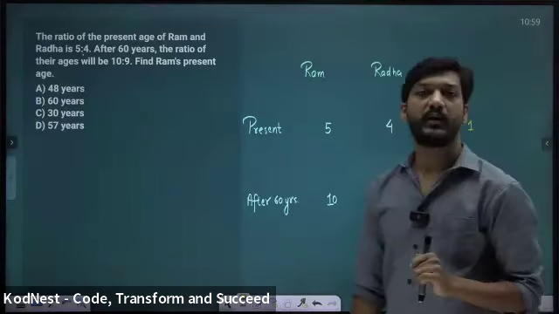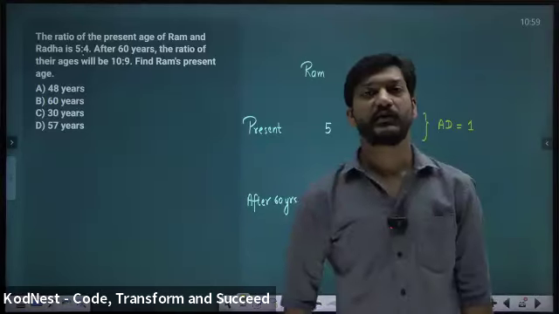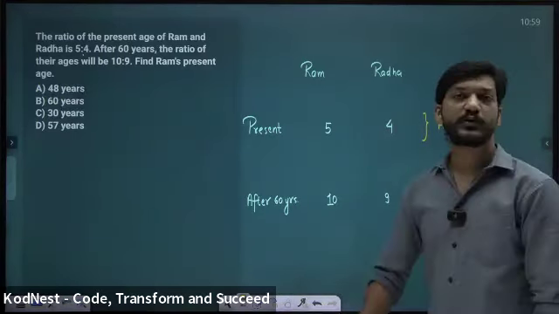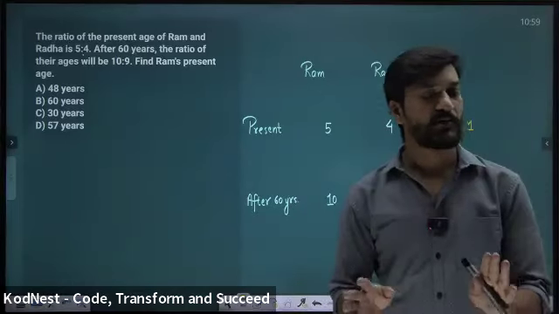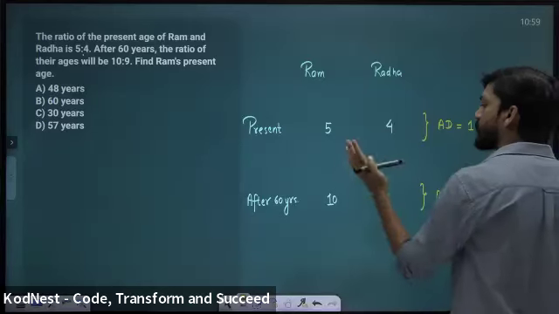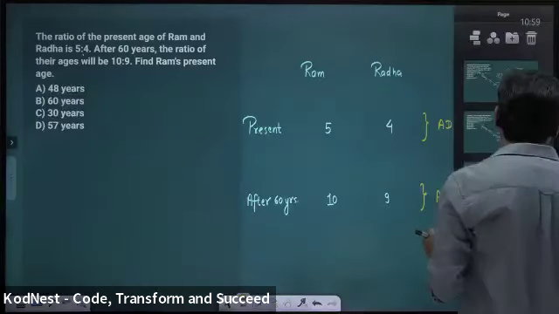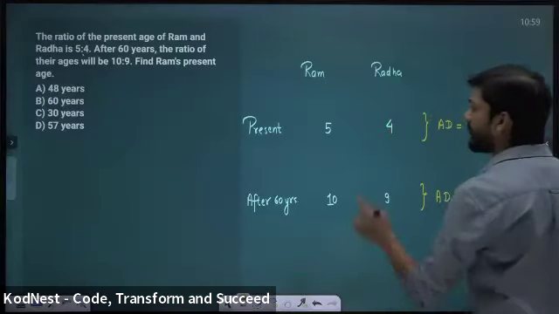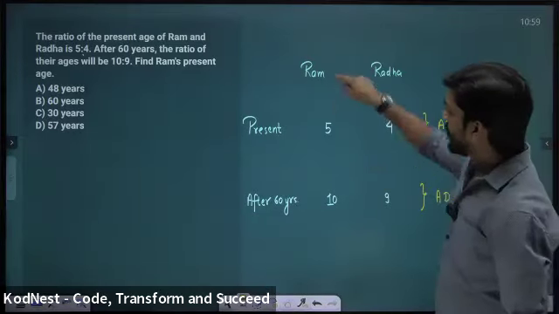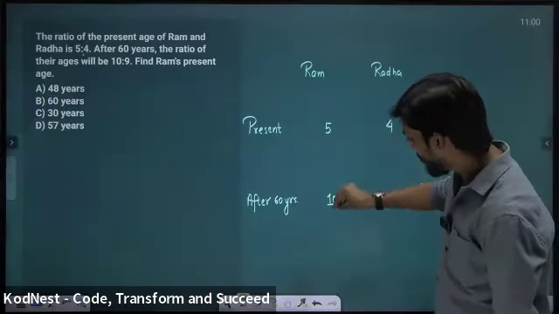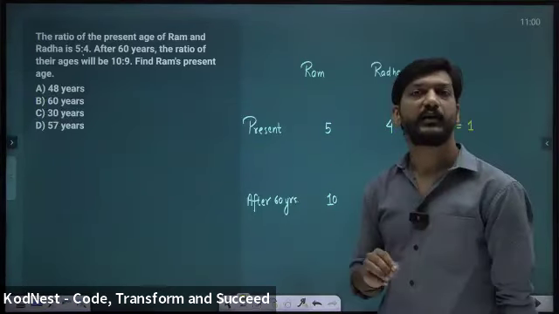All right. Now, once the age difference is same, there are two approaches. One is without variable, one is with variable. So suppose I solve it without variable. I will ask you this question. Take any one person. Take Ram. What is the difference of age? What is the difference of these two values?